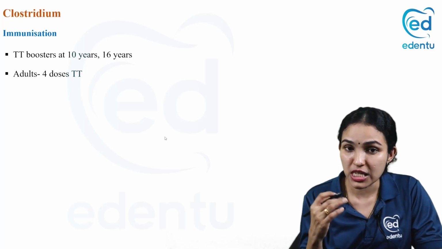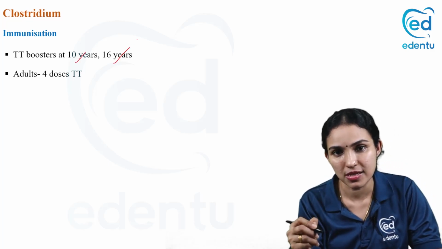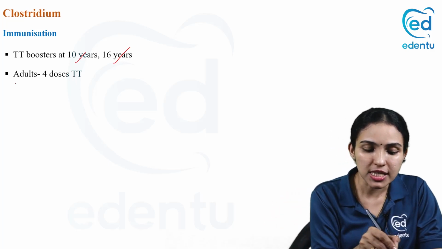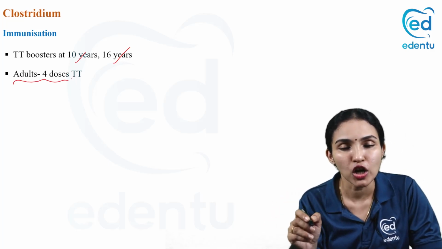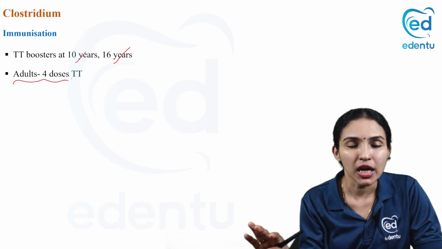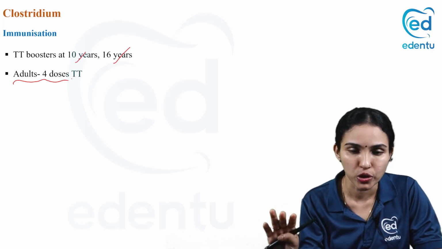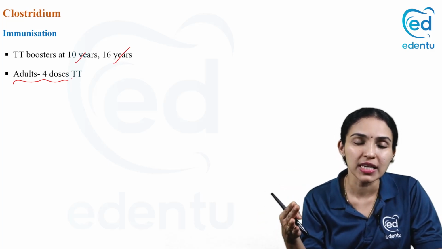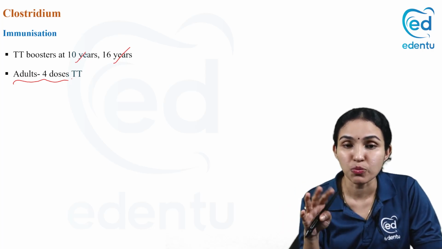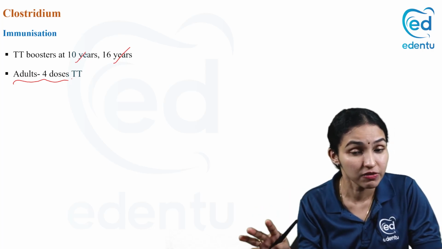Now that's not enough. Then you give boosters at 10 years and also at 16 years. So after 5 years, you give boosters at 10 years and 16 years. Suppose it's an adult who has not taken this childhood vaccination, you have to give 4 doses of TT for complete immunization. In addition to this, if they sustain a bad injury, if the last dose of TT is more than 5 years ago, then you have to repeat the vaccine. You have to give the boosters.